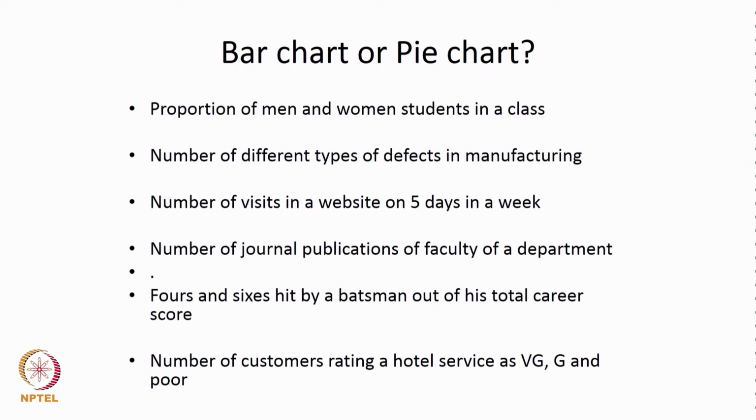Proportion of men and women, the answer is obvious, we talk about proportions, fractions, and therefore pie chart. The number of different types of defects in manufacturing. First we have to find out what the different types of defects are, and within each defect type we can find out a certain number. We could have a bar or a pie depending on how we generalize it. So, at the end if we want to generalize saying that 10% of the defects are of this type and so on, then we could use a pie in this case.